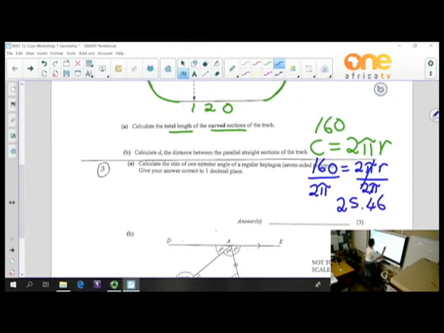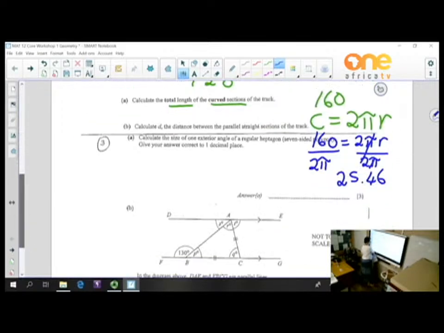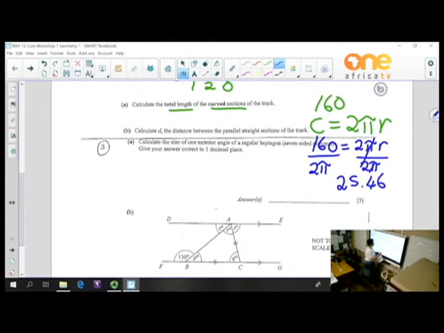but now remember, this is the radius, and we want the diameter, so we'll have to multiply that radius by 2. So the final answer for this one is then 50.9. That is the final answer there for number 2B.